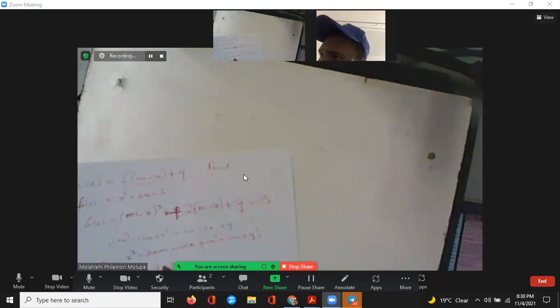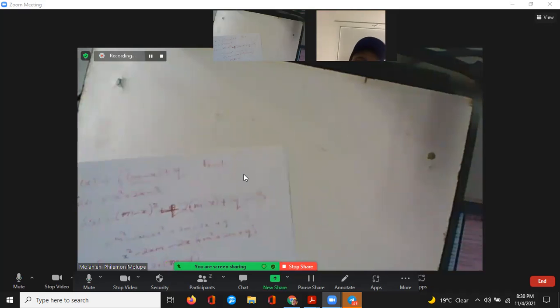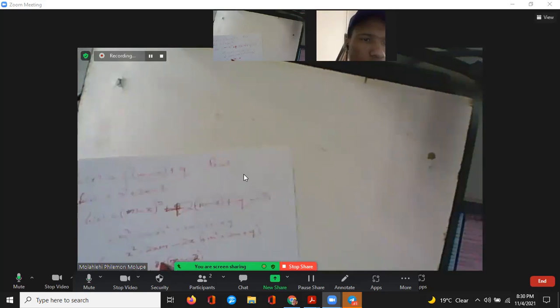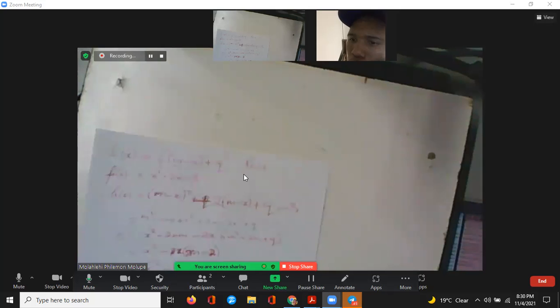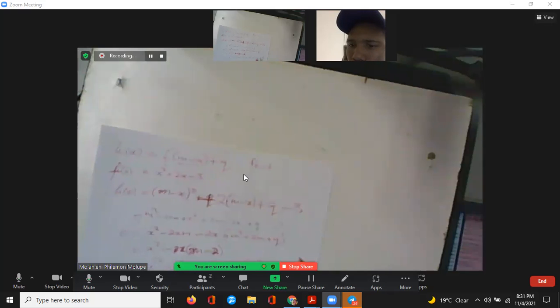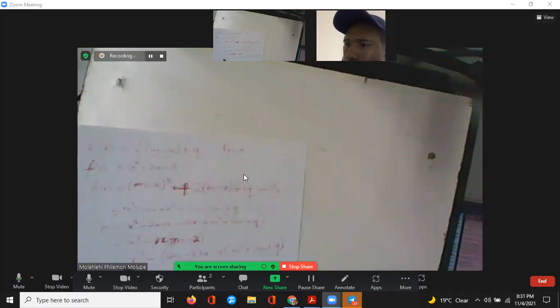Negative 2x into (m minus 1). But in our case it creates a 2m minus 2. So it becomes x squared minus 2m minus 2x, then plus m squared plus 2m plus q. Then here you have your a, this is your b, and that is your c.